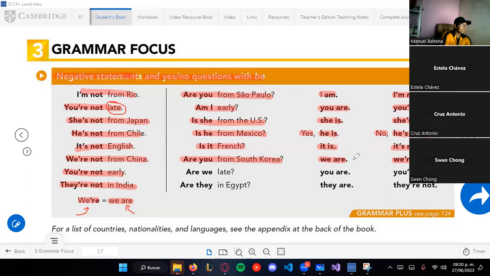Are you from South Korea? Yes, we are. Bien. ¿Qué sería? Exactly. Ustedes. ¿Ustedes son de Corea del Sur? Yes, we are. Sí, lo somos. No, no lo somos. Yes. Next one. Are we late?